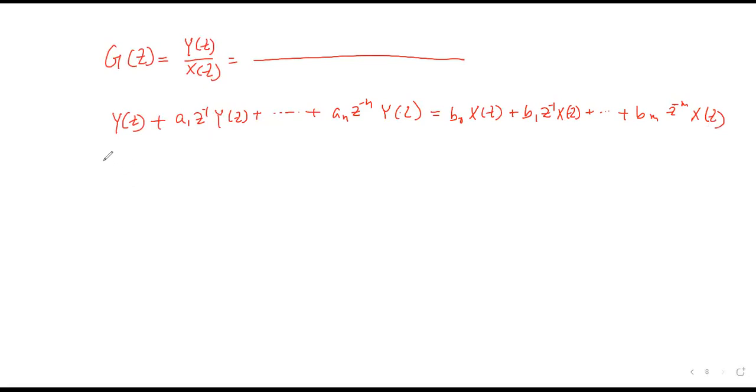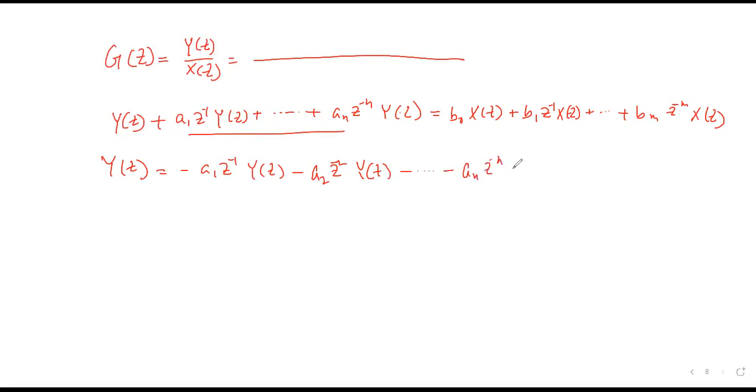Okay, so finally you can write what our output is. Output Y(z) equals, we just take this to the other side, so it has to be subtracted: minus a1 z inverse Y(z), minus a2 z to the power minus 2 Y(z), and minus, goes on up to an z to the power minus n Y(z), plus the rest of the X terms: b0 X(z) plus b1 z inverse X(z), and goes on up to bm z to the power minus m X(z). Okay, now how to implement that?